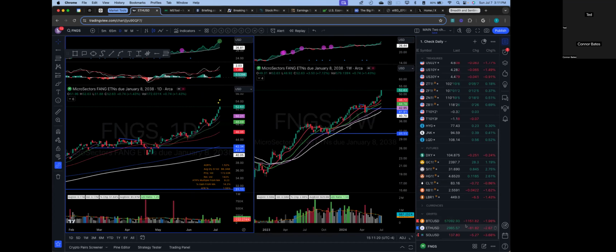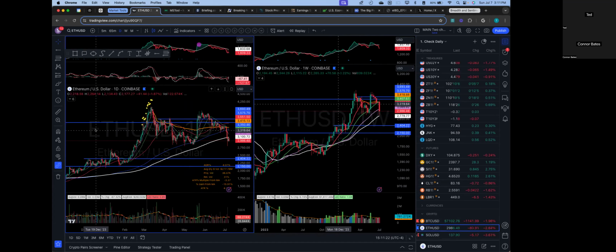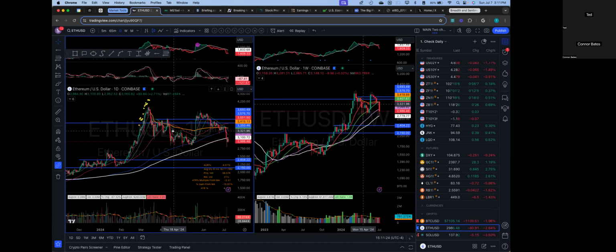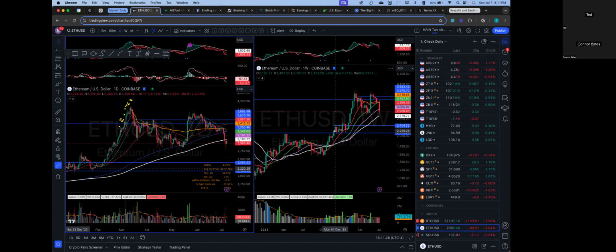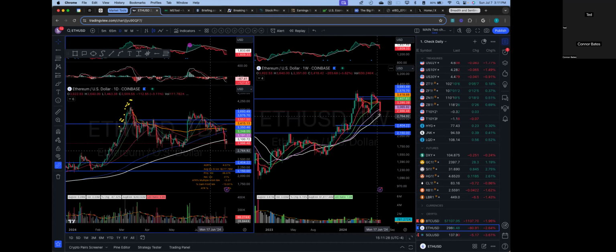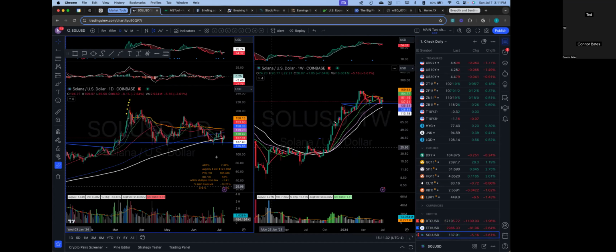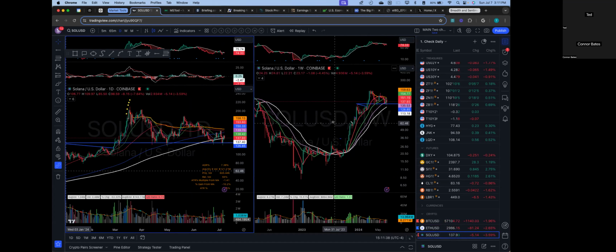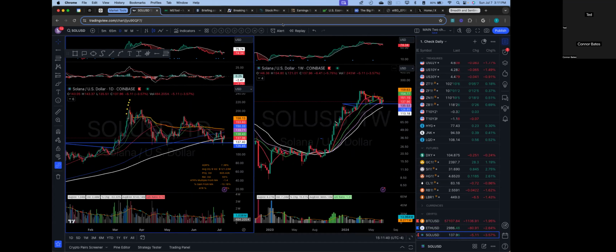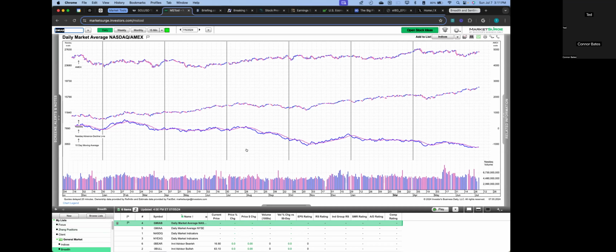Now I'll just quickly go over Ethereum and Solana because there's rumors they'll probably get their own spot ETFs as well. Ethereum is hanging in there, held the 40 week, and Solana is actually probably the strongest of the three, holding this 125 level, which is the top of the previous resistance and now appears to have turned to support. So quickly going over some breadth as we do every week.